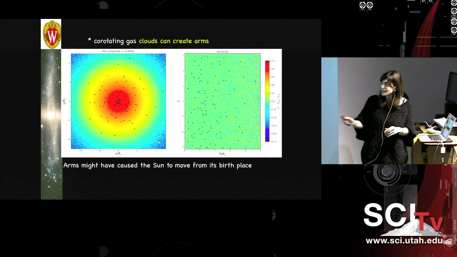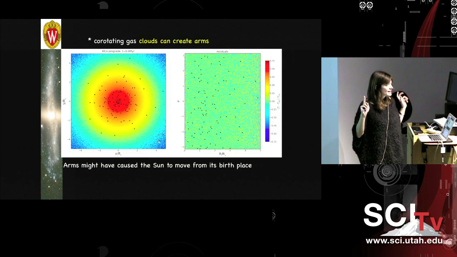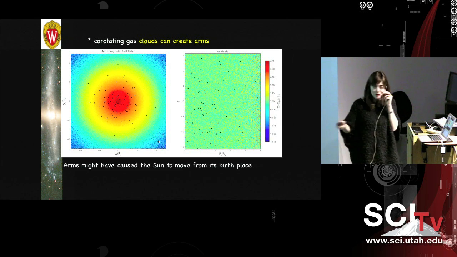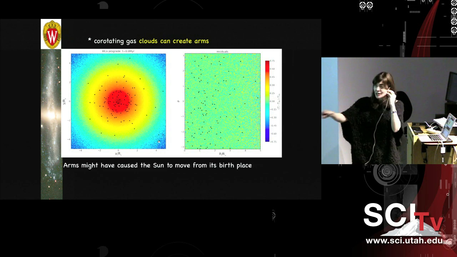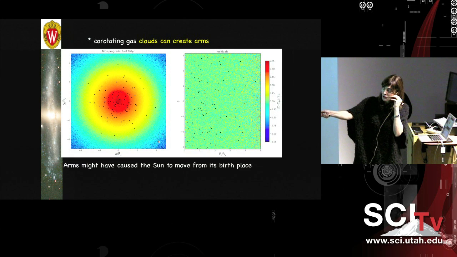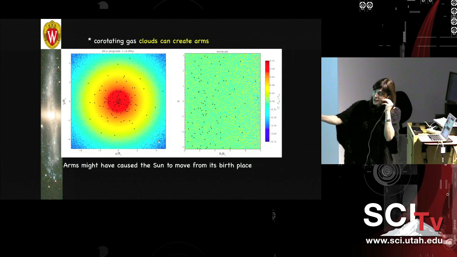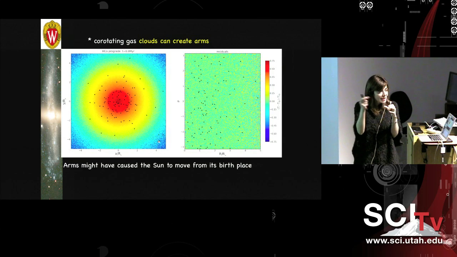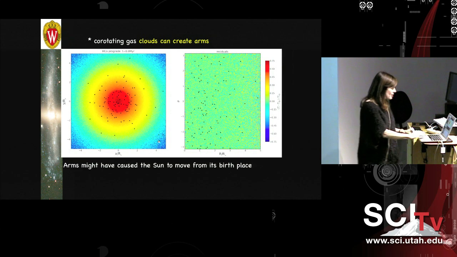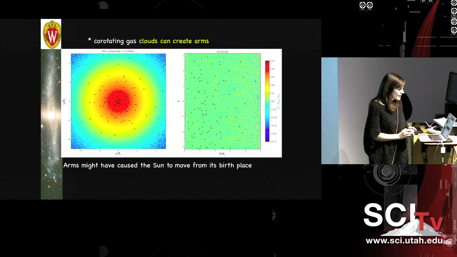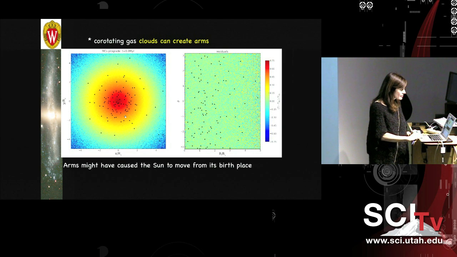Here, this is the disk simulated in my Milky Way, in my simulations. This is the disk face on, so it's perpendicular to your line of sight. All the background are stars, and the black points are clumps of gas co-rotating with the stars. And now I show you how quickly you form arms.